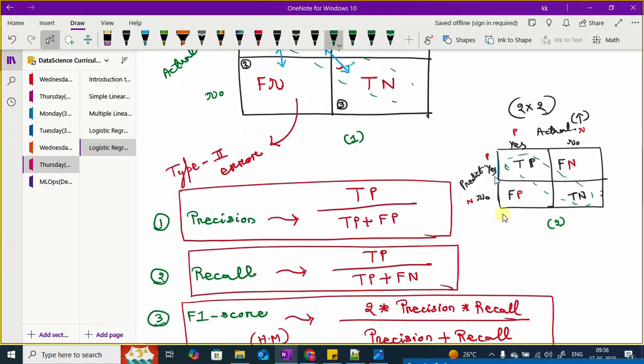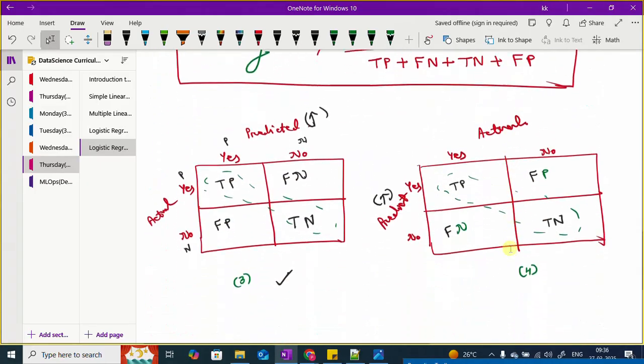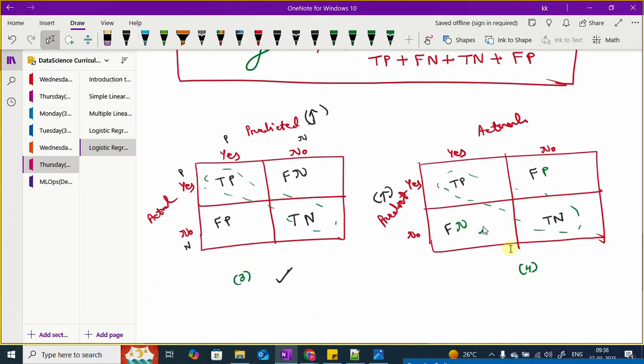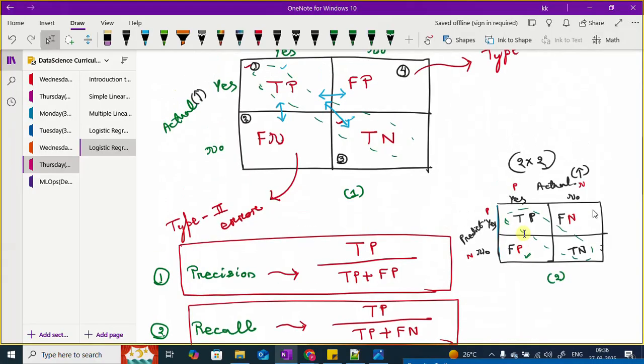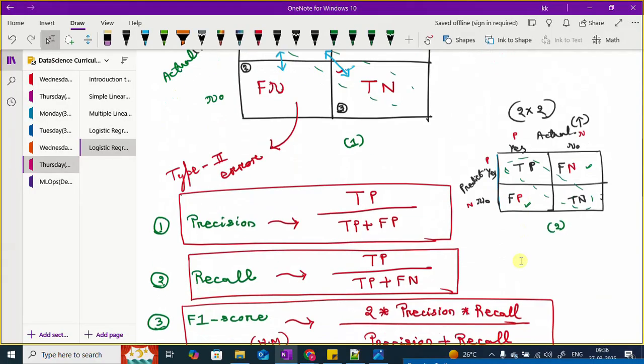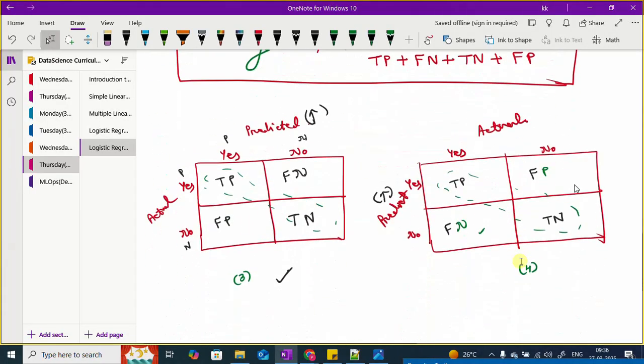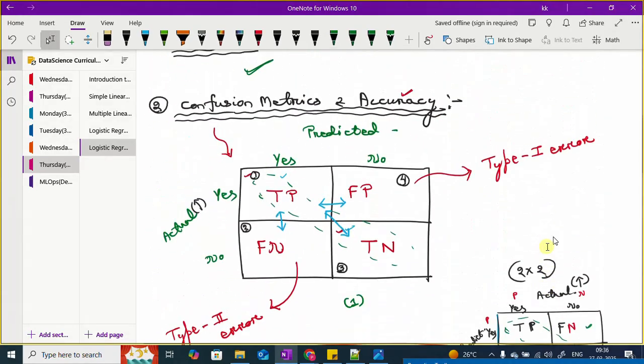Clear? Now tell me, here my false positive is present. But below, it will be false negative. But above, false negative is present, but here false positive is present. Do we think this is wrong, or this is wrong? No, all four are correct. The only thing is what assumptions they have taken.